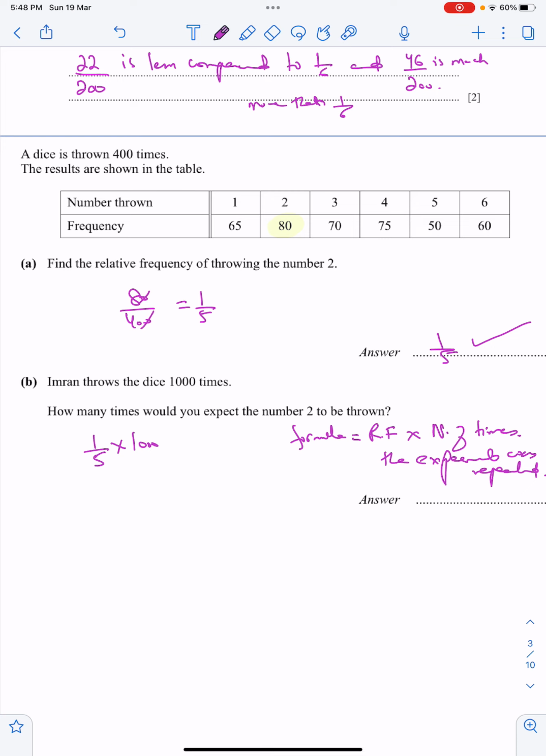Okay, so 1 upon 5 times 1000 is 200. So that means the expectation is that out of 1000 times, 200 times you will get a 2.